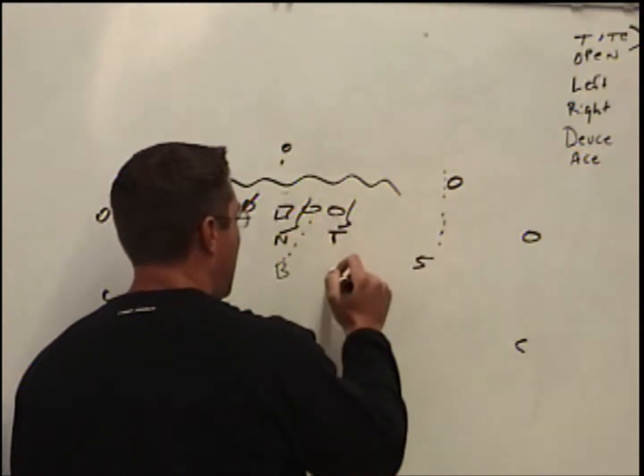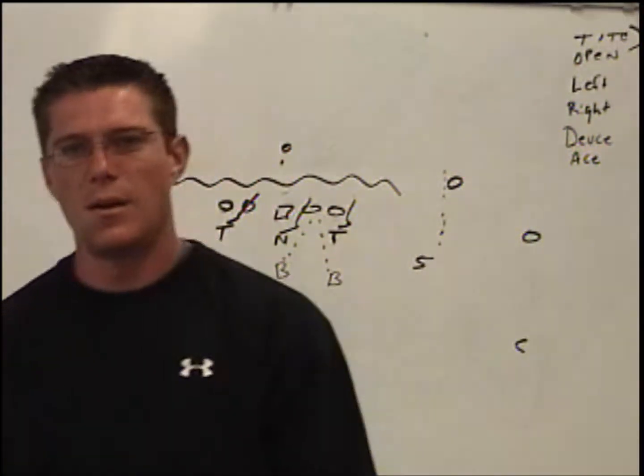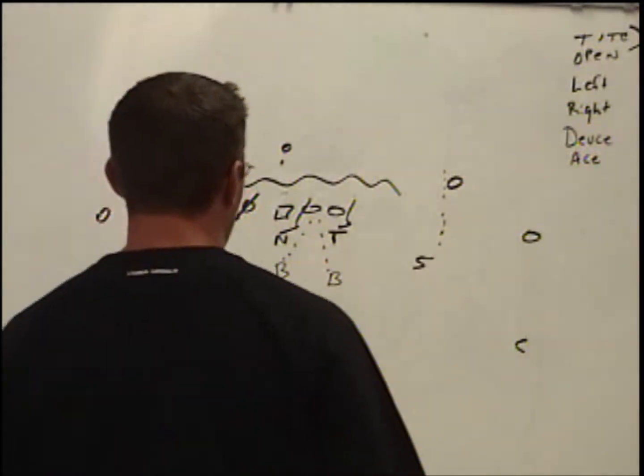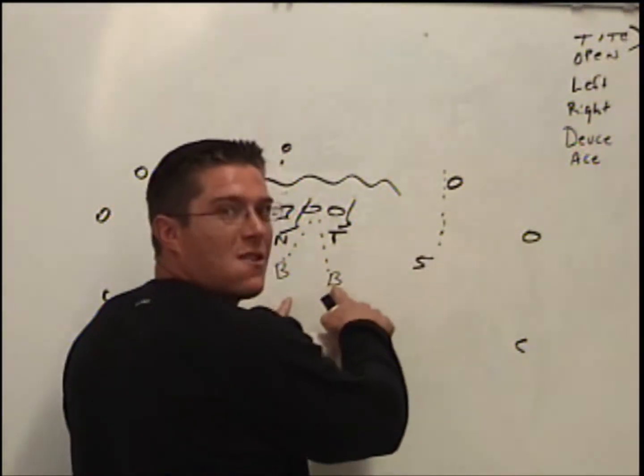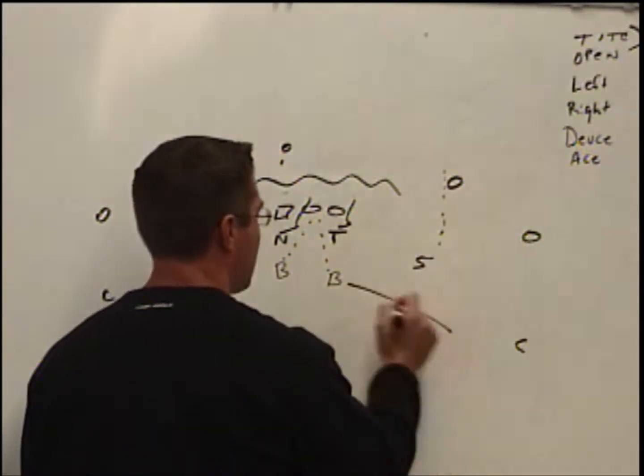Both of these guys will be keying the near guard, and now our strong safety just slides down and plays to the hip. So nobody lines up on the third guy coming over in motion? Nope. We don't have to, because they're so close to him anyway.